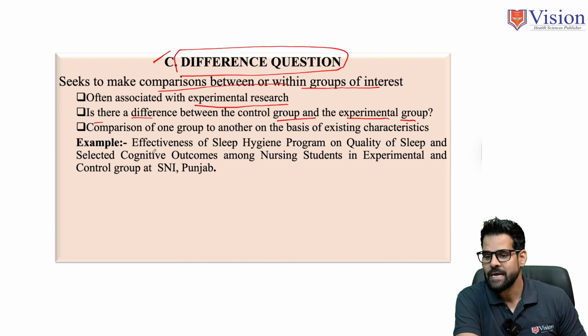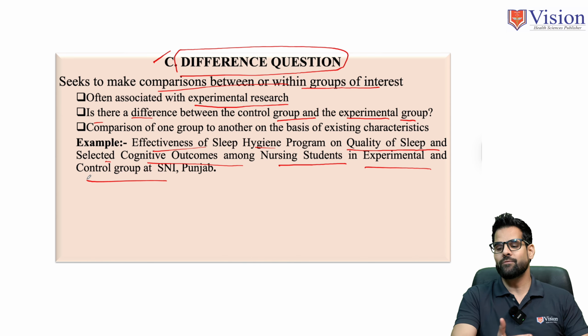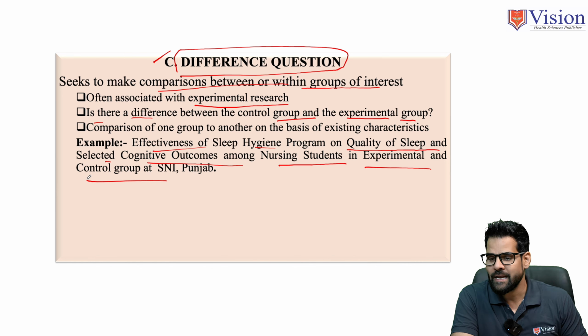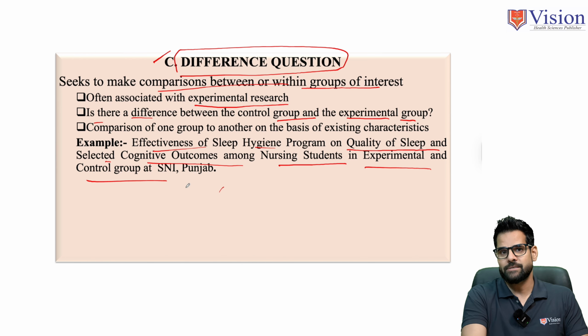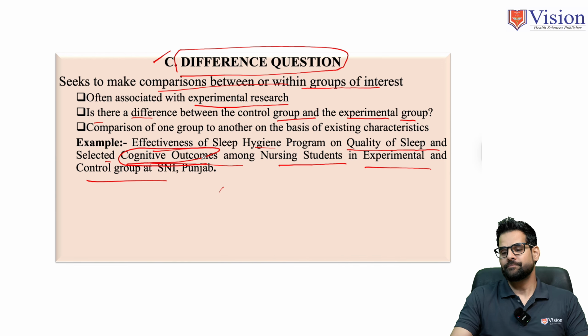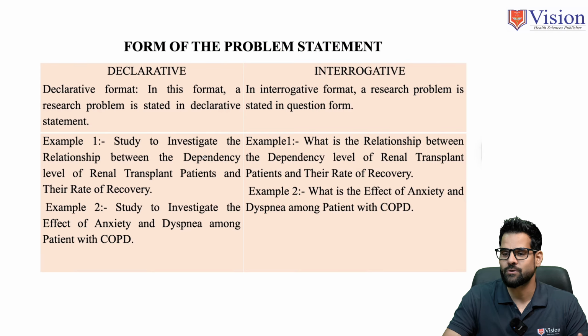So for examples, as you can see, effectiveness of sleep hygiene program on quality of sleep and selected cognitive outcomes among nursing students in experimental and control group. So what we did here, there is a program given to a group of students, and there is a group of students not given any program, and after a defined time period, we have observed the cognitive outcomes. And we have compared the experimental versus control group.